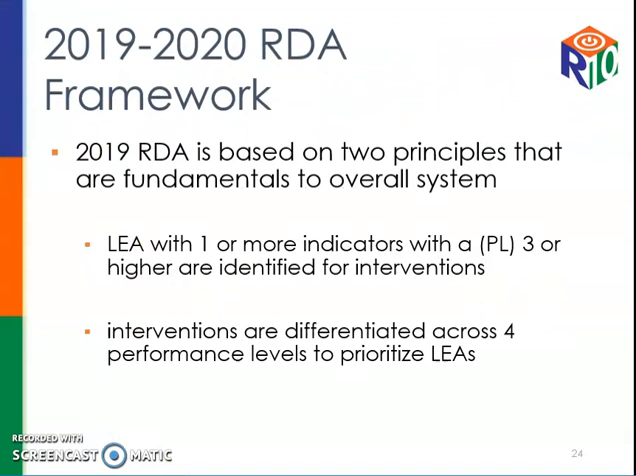So again, this is the RDA Framework. 2019 RDA is based on 2 principles that are fundamental to the overall system. LEAs with 1 or more indicator with a PL of 3 or higher are identified for interventions. The interventions are differentiated across 4 performance levels to prioritize LEAs.